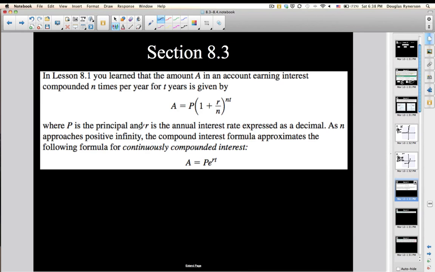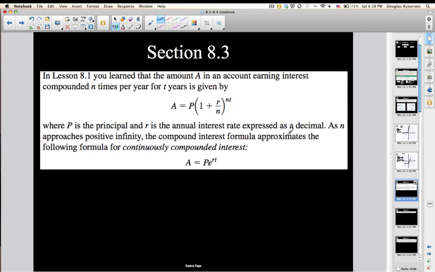Okay. In our last section, we learned this formula for calculating compound interest. P is the principal, R is the rate, N is how frequently we compound per time unit, and T is the time unit. So if you're talking about years, and let's say you were compounding monthly, N would be 12 in both places, and then T would be the number of years.